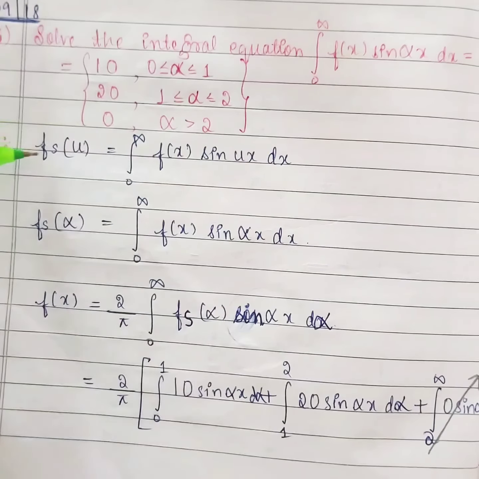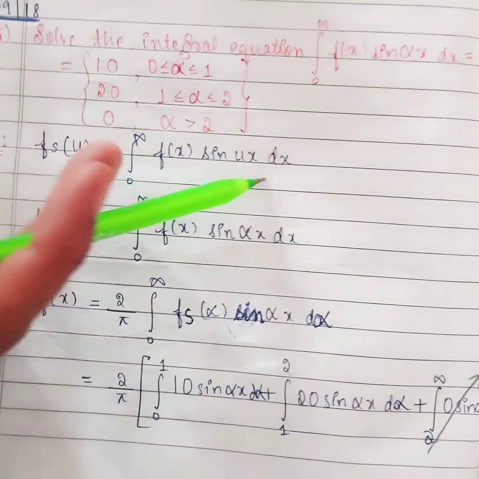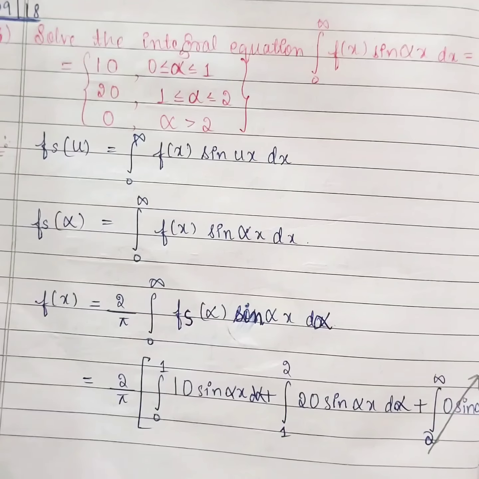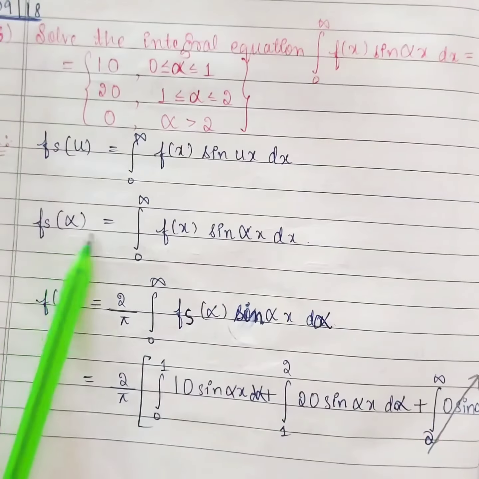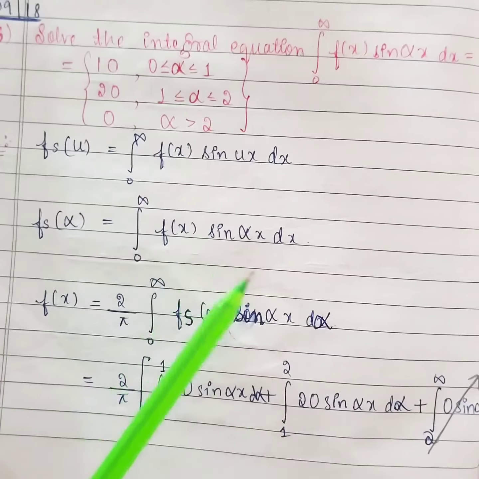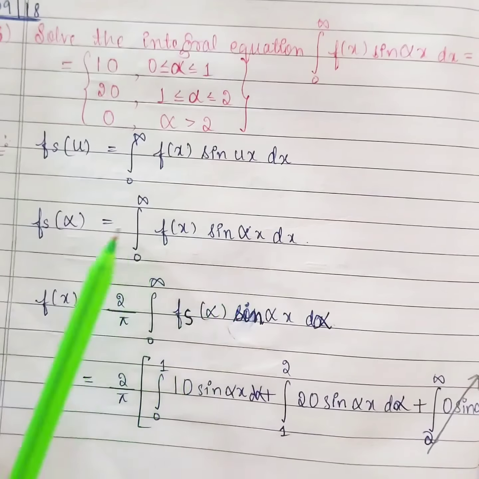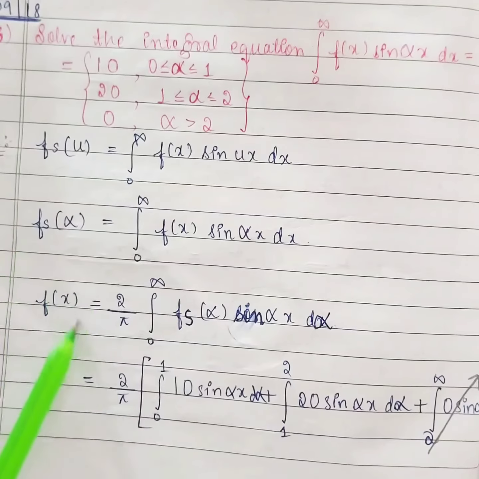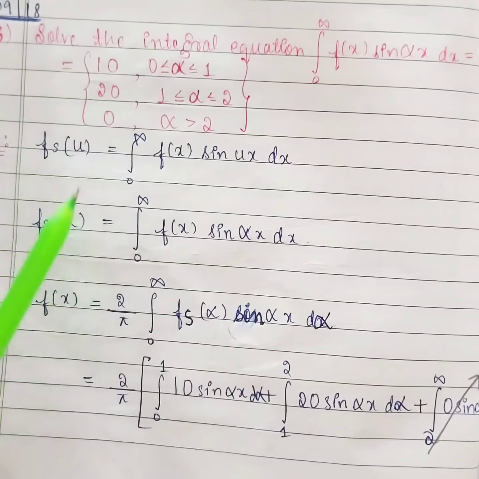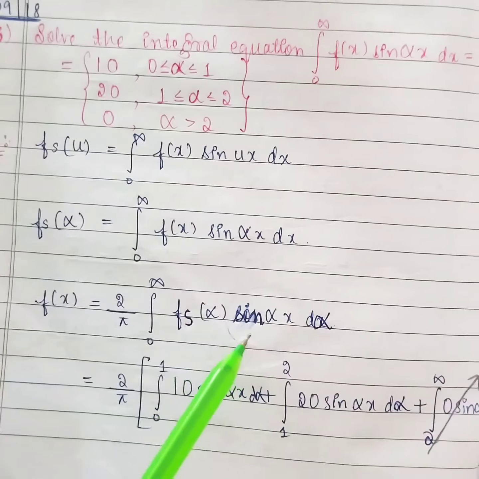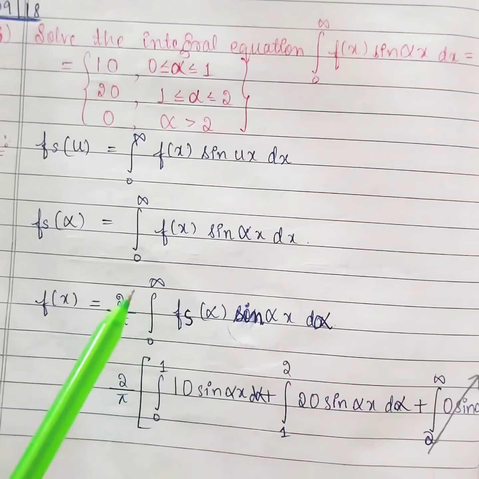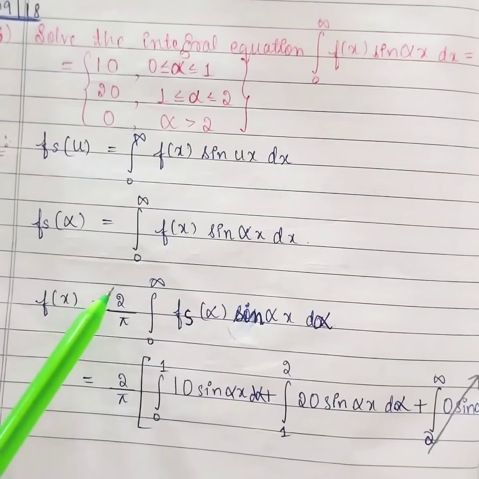Fs of u is integral 0 to infinity f of x sine ux dx, and in the place of u we have alpha. So Fs of alpha is integral 0 to infinity f of x sine alpha x dx. So what is f of x? Directly you can write this formula, just for your convenience. f of x is 2 by pi integral 0 to infinity Fs of alpha sine alpha x d alpha. Please don't miss this 2 by pi.